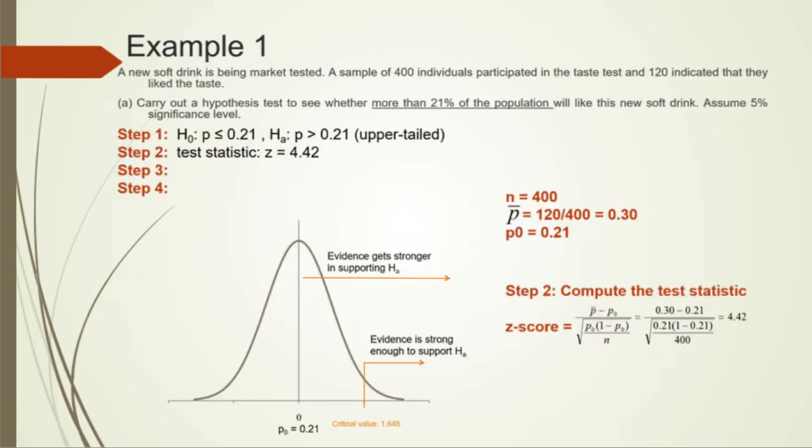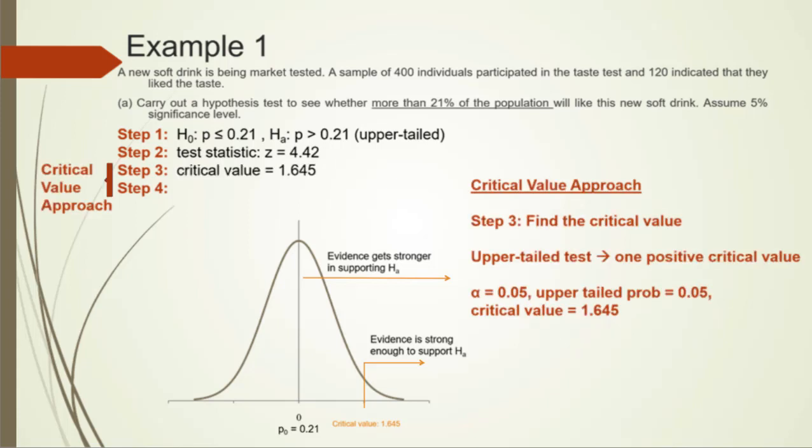Because we have already found the sample proportion p bar, the threshold p0, and the sample size n, we can easily plug these numbers into the formula and obtain a test statistic of 4.42. For an upper-tailed test like ours, the critical value is a positive value with an upper-tailed probability equal to the significance level of 5%. This critical value can be found to be 1.645 using the z-table.